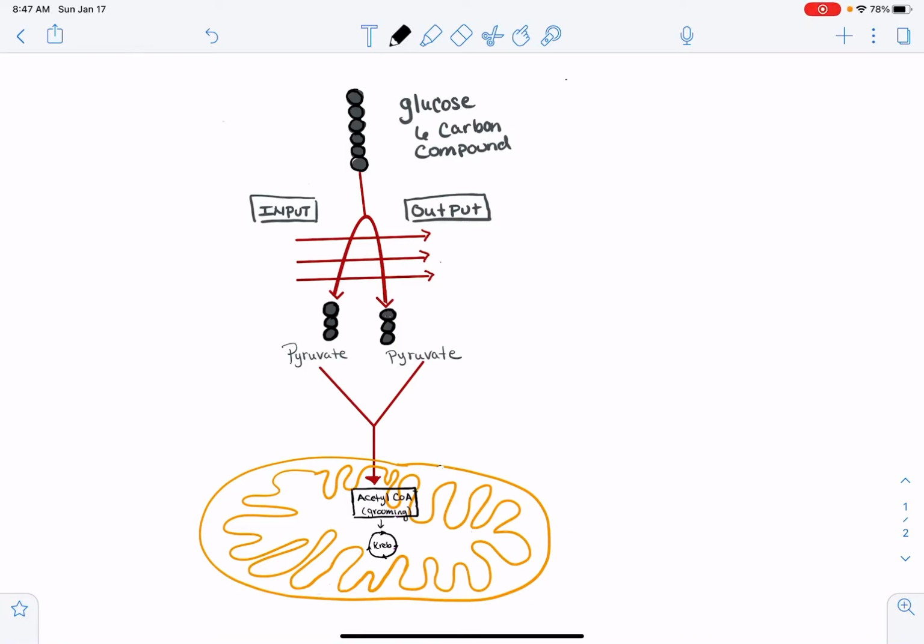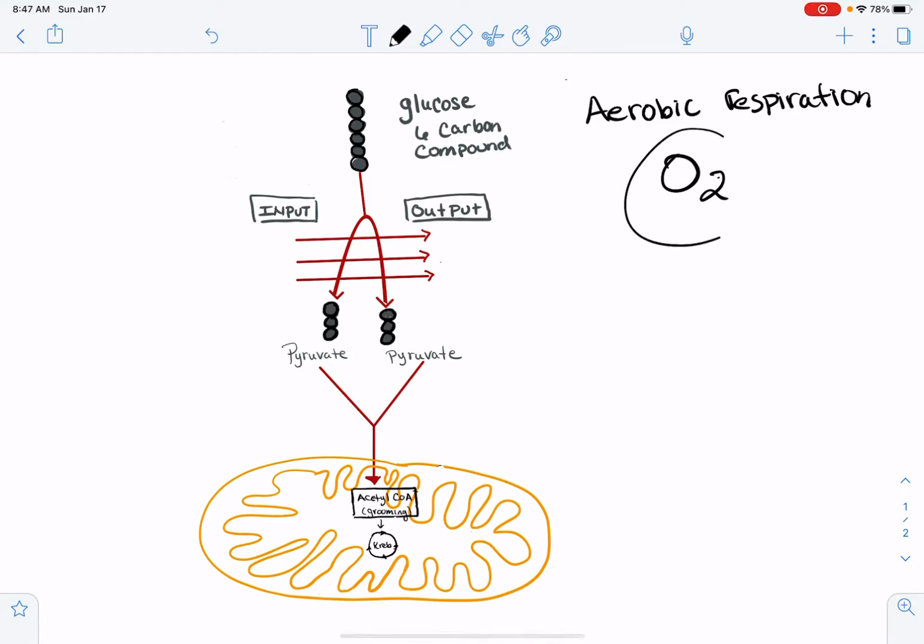Okay, good morning, guys. So we're going to go over aerobic respiration real quick. So remember, when we're talking about aerobic respiration, we're talking about something that is happening with oxygen present.